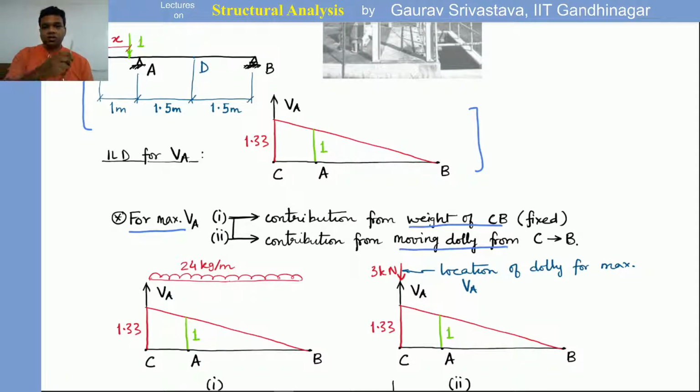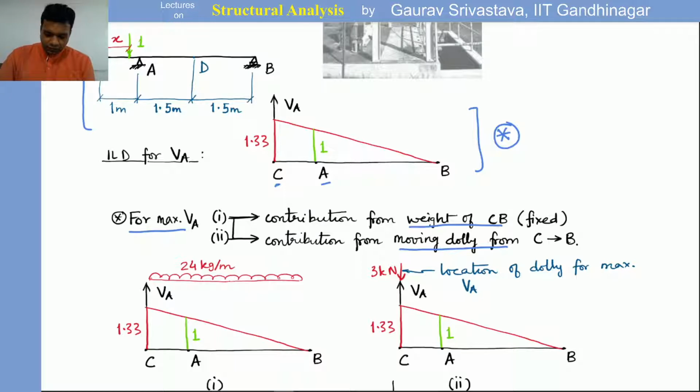So when the trolley goes from C to B, the vertical reaction at A will change according to the ILD which is shown here. So if the dolly is at C, the vertical reaction at A will be 1.33 times 3, and if it is at A, the vertical reaction will be 1 times that, and so on.